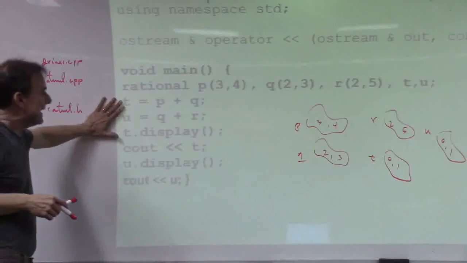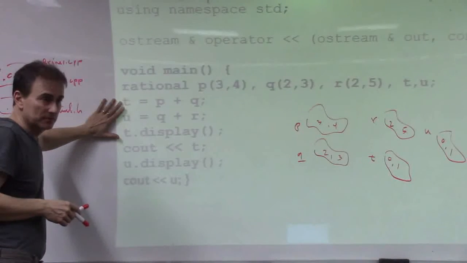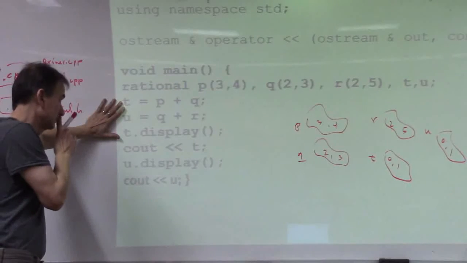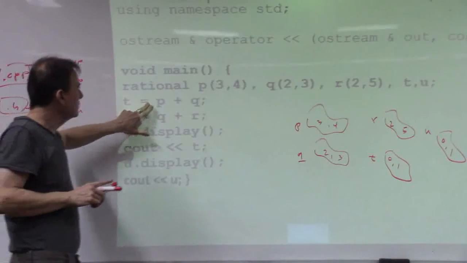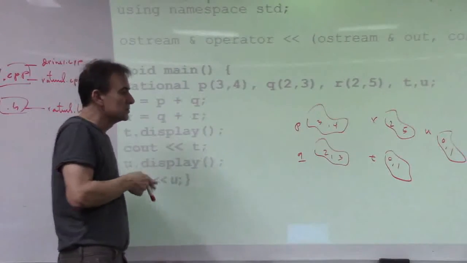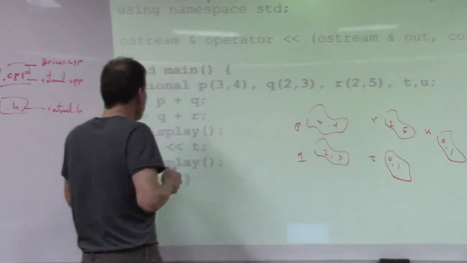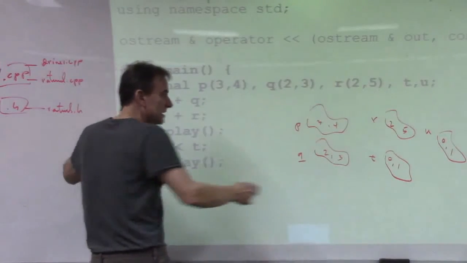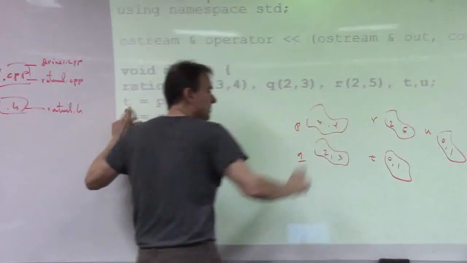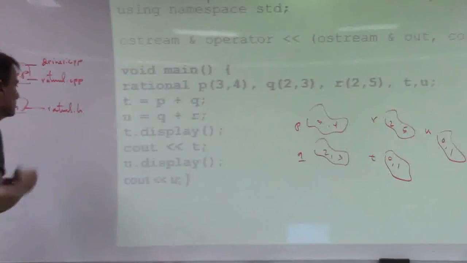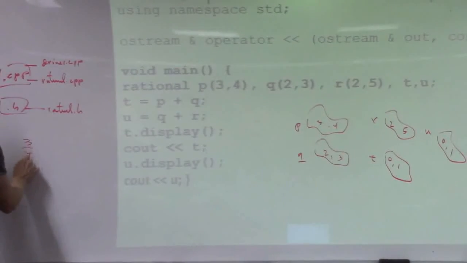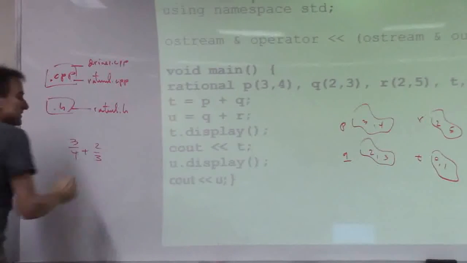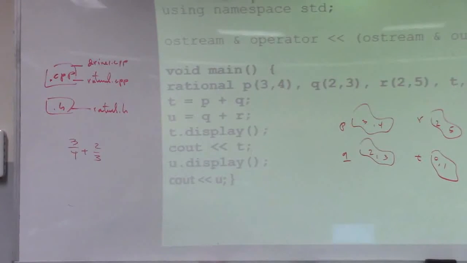We could have said top is equal to whatever this is, bottom is equal to whatever that is. Okay, now I'm going to go to this line of code: T is equal to P plus Q. So what we're trying to do is assign into T the sum of P plus Q. So I'm trying to add 3/4 plus 2/3. That's the logical stuff that I'm trying to do. What's the least common denominator? 12. It's going to be 12.